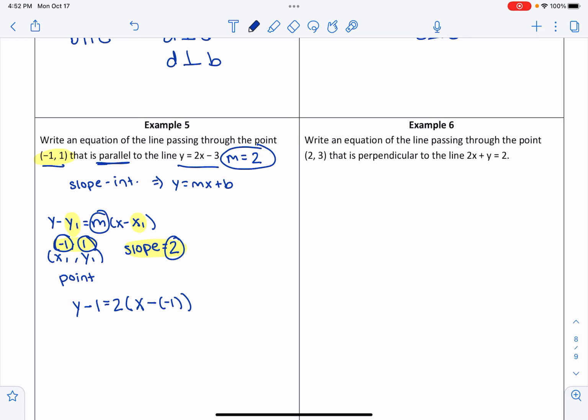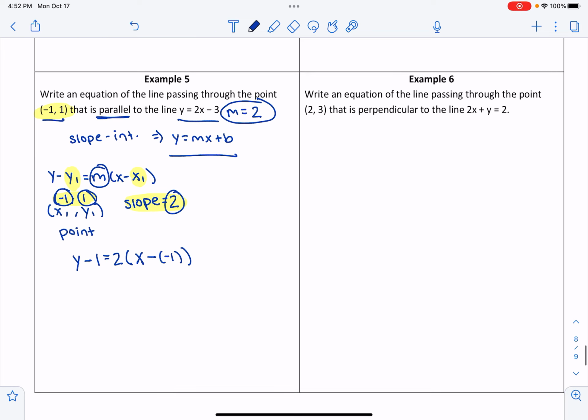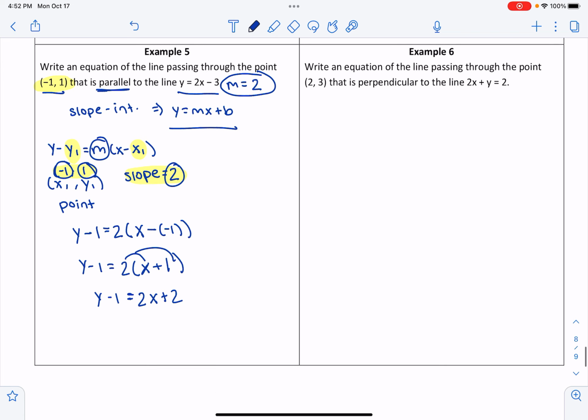And then all we do is our algebra to get it into the form y equals mx plus b. So y minus 1 equals 2 times x plus 1. Distribute that 2. y minus 1 equals 2x plus 2. Add 1 to both sides. So y equals 2x plus 3.